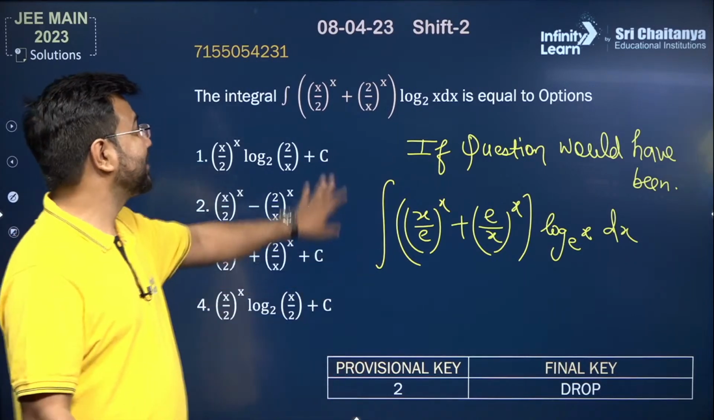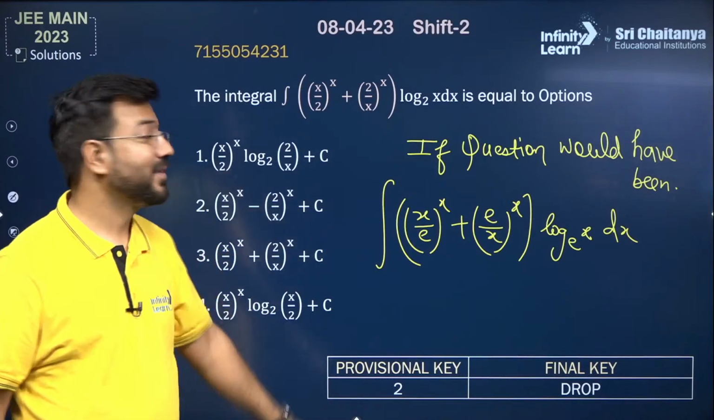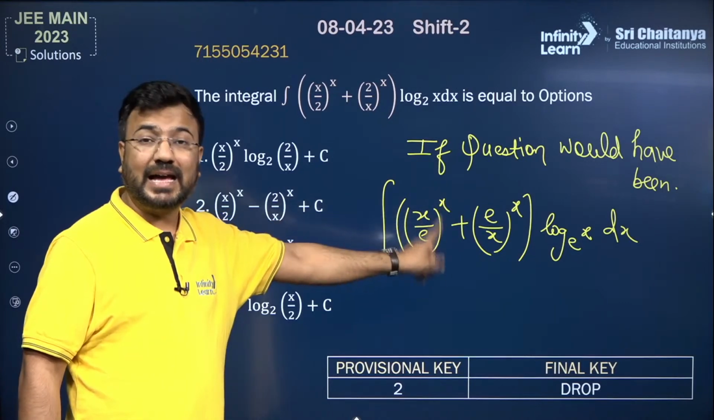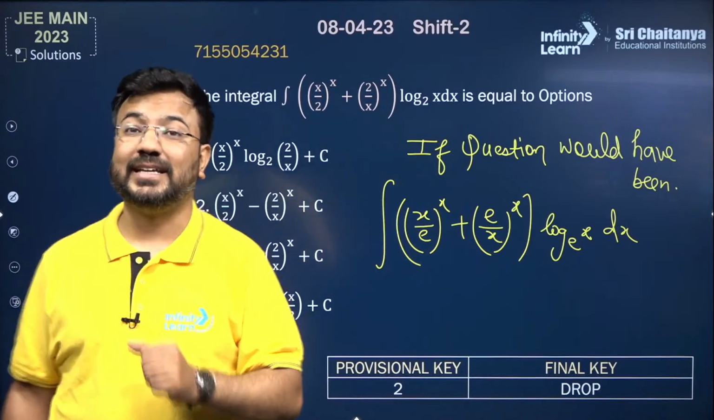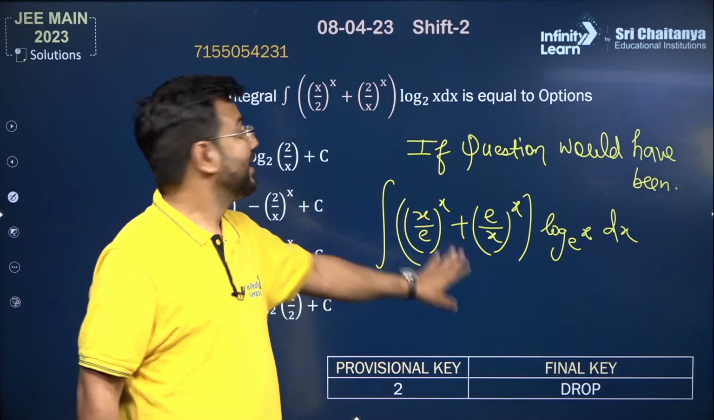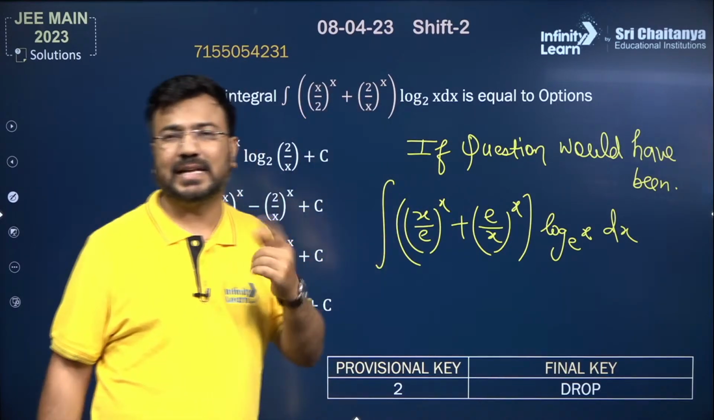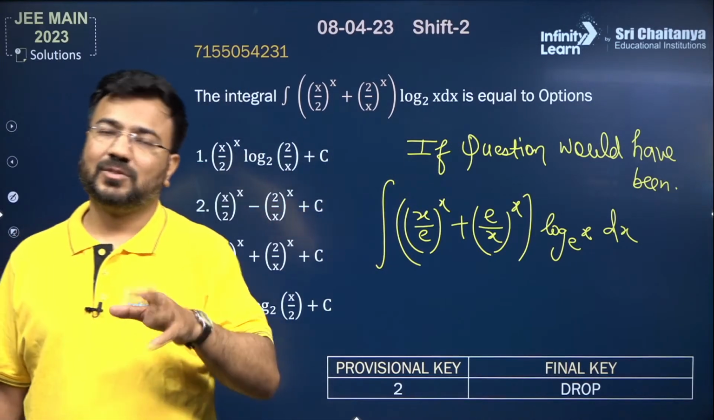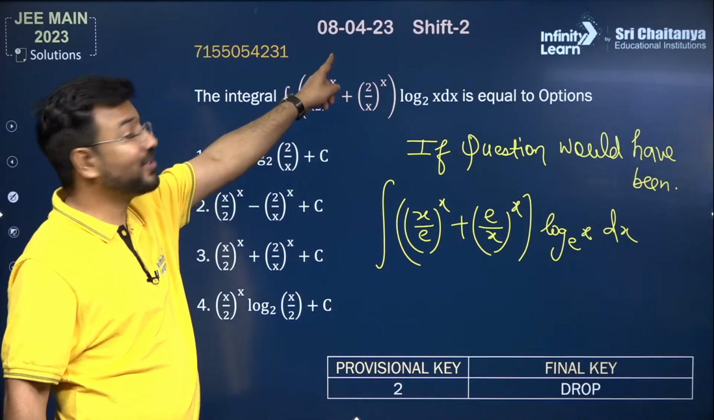Now this question can't be integrated by the concepts we already know. If we consider x upon e raised to the power x as t, we will get the value of log x dx as 1 upon t dt. So this type of question is feasible, but we won't be able to complete it, because if you assume x upon 2 raised to the power x as t, then you won't be able to get the log x dx value in terms of dt. That is why this is also a wrong question, and this was given to you on 8th of April 23, shift 2.